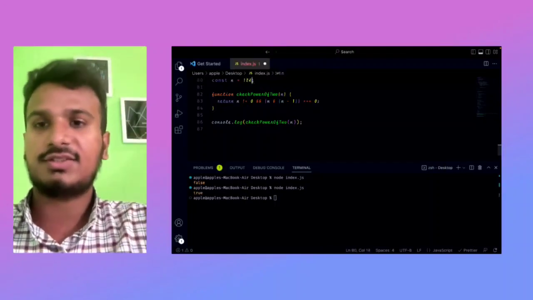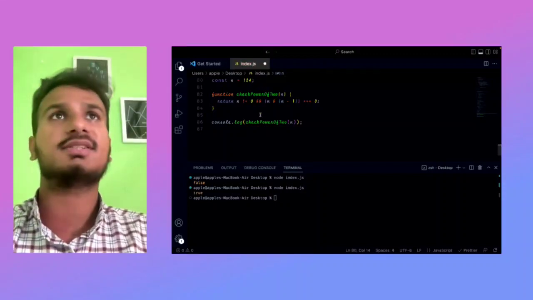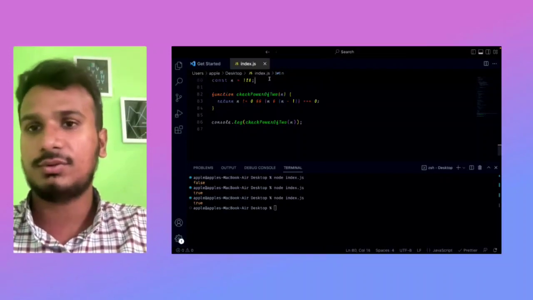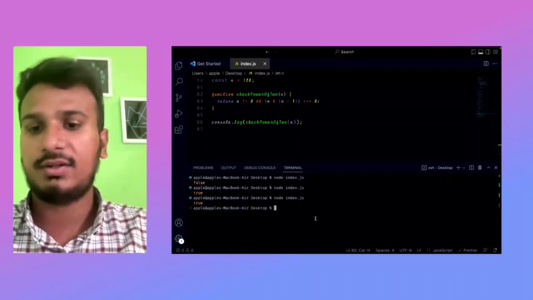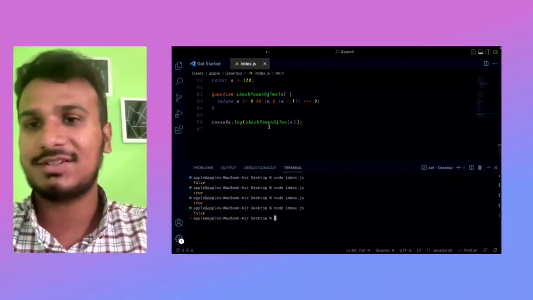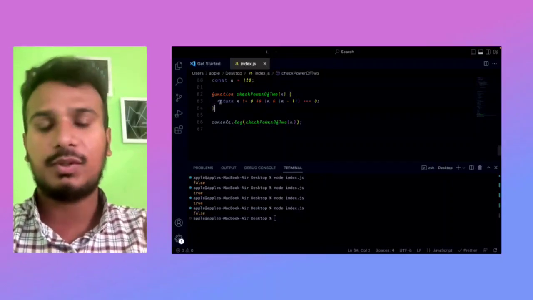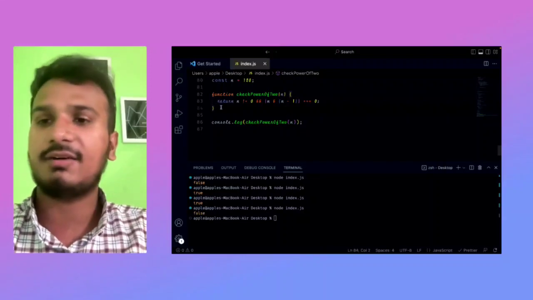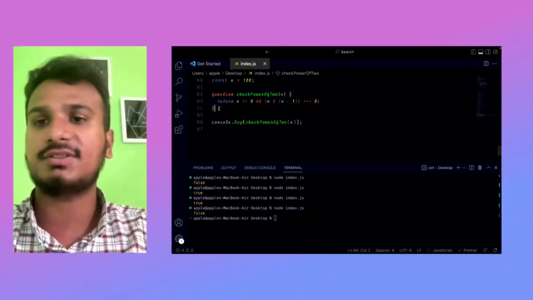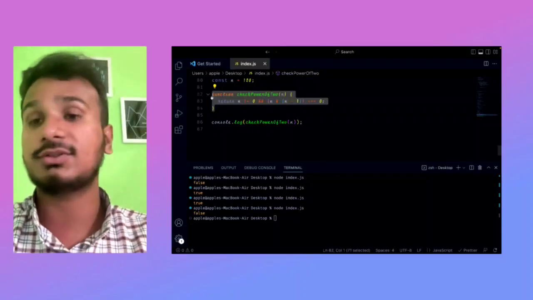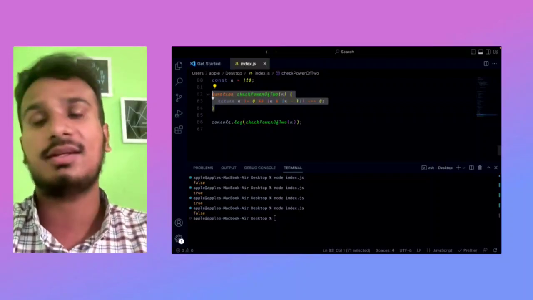Let's take it a little further. Let's try 124. Is that a power? No. Let's try 128. It says true. Let's try 120. It says false. So, you see, with just a very basic piece of information about computer science, we could write this function in just one line. We could solve this question in just one line.